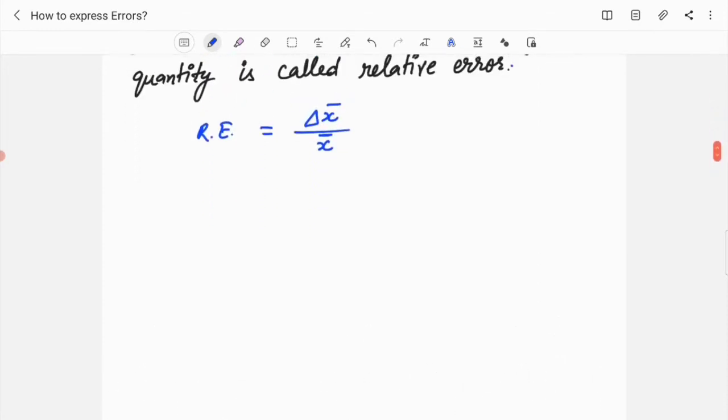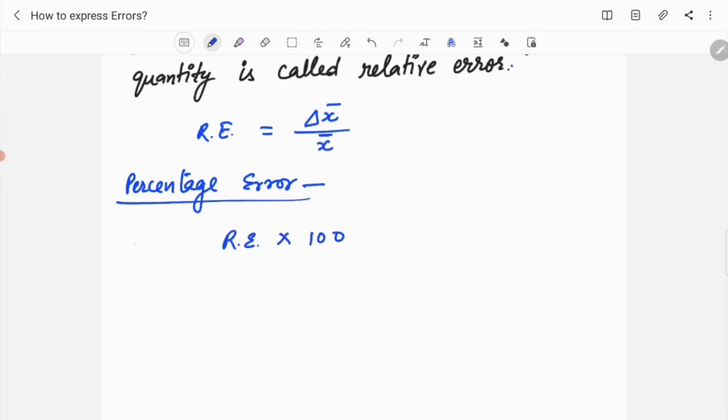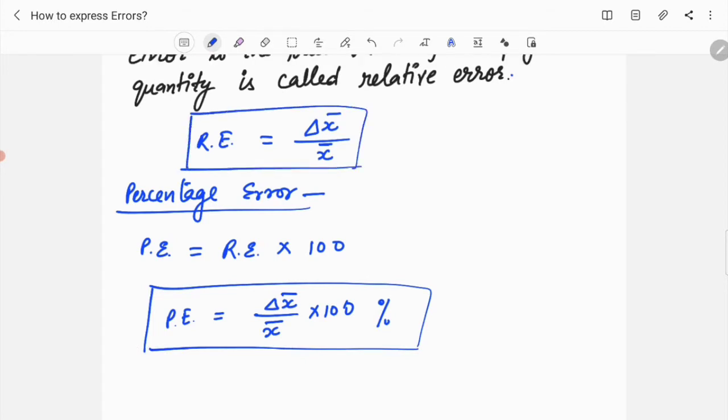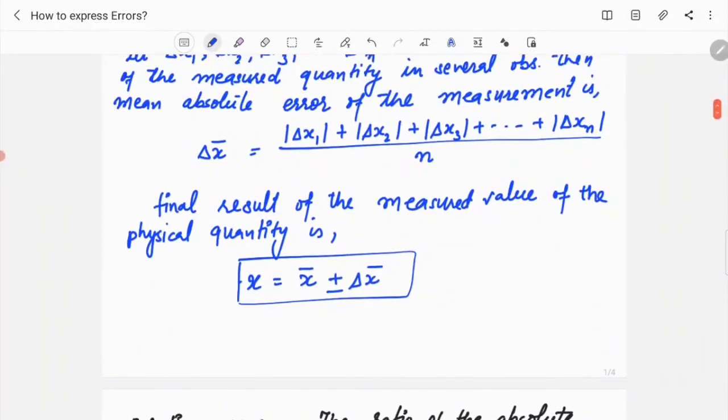And one is percentage error. It is relative error into 100. Percentage error is equal to relative error into 100, or we can write percentage error is equal to delta x bar over x bar into 100. It will be in percent. So this is the expression for percentage error. These are the expressions for relative error, absolute error and mean absolute error that I have told you.